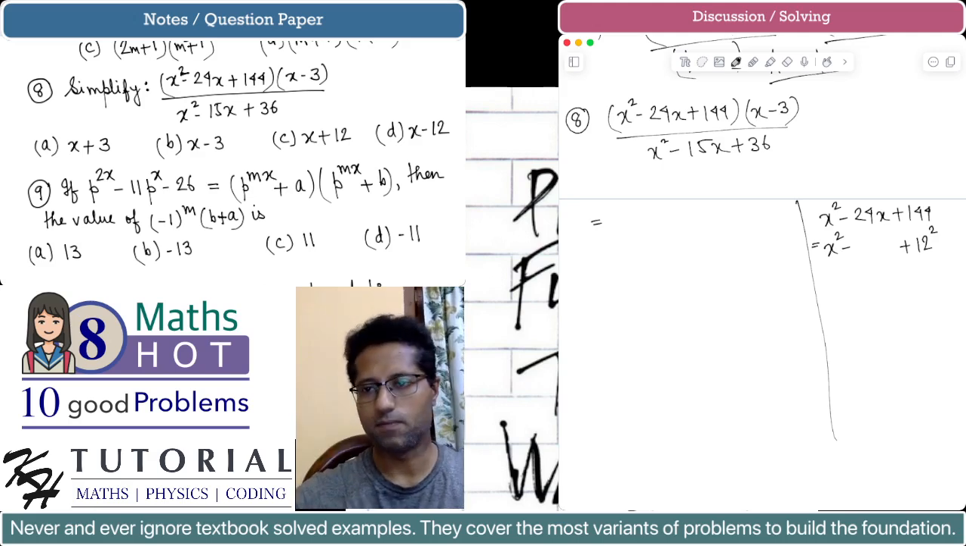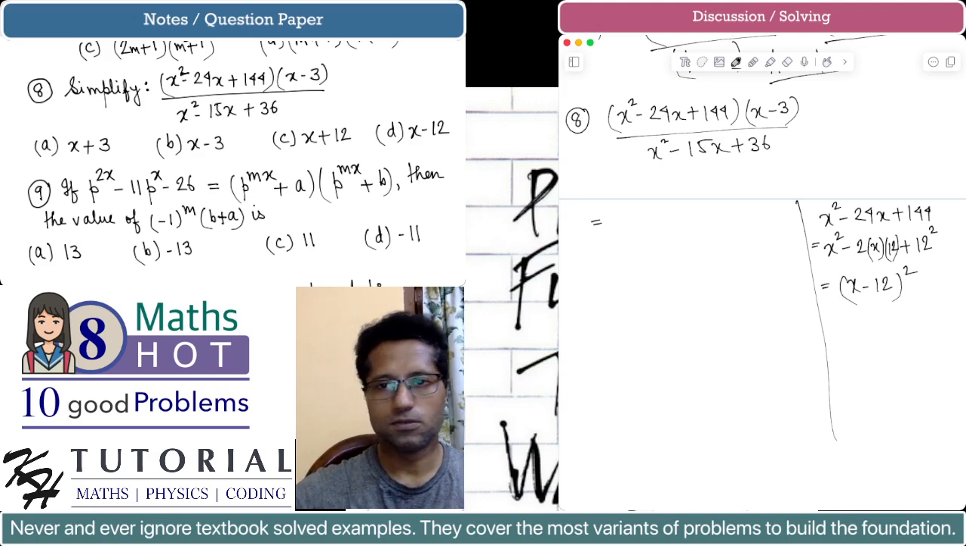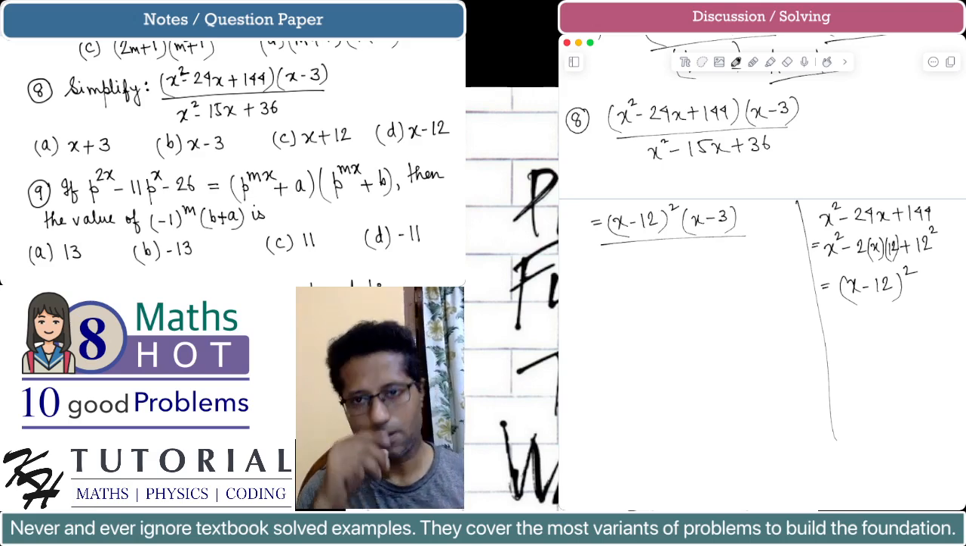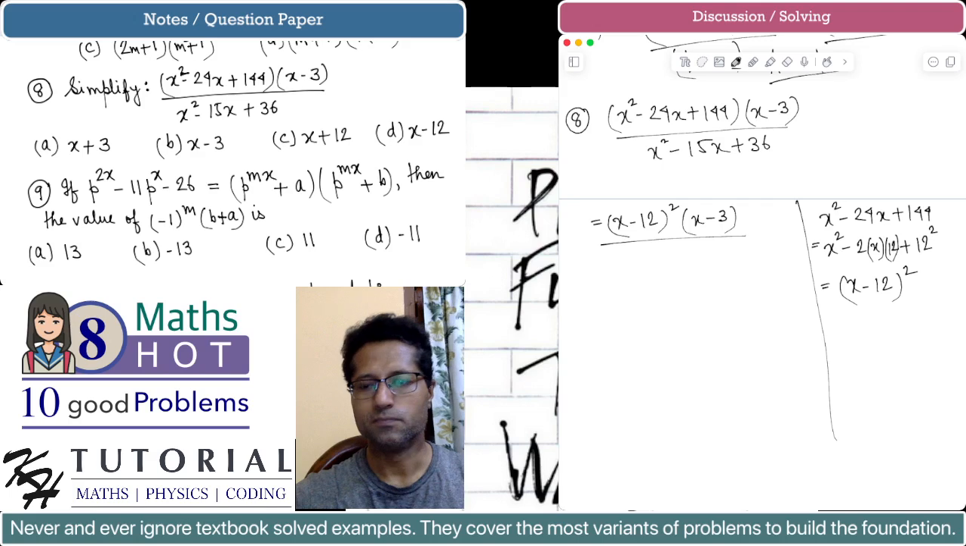So we have x square plus 12 square. We just need minus 2 into x into 12, and indeed it is equal to minus 24x. So we can express this quadratic trinomial as x minus 12 whole square. So we have x minus 12 whole square multiplied by x minus 3 divided by, let's factorize the denominator, that is x square minus 15x plus 36.